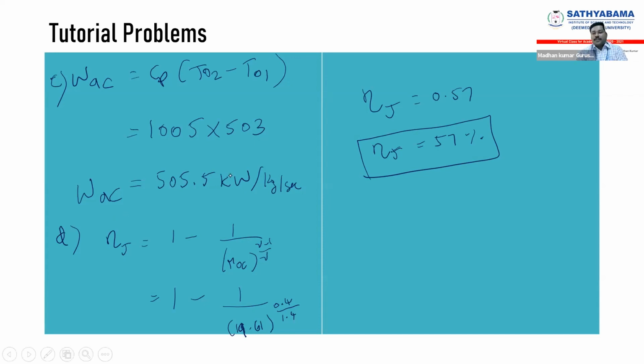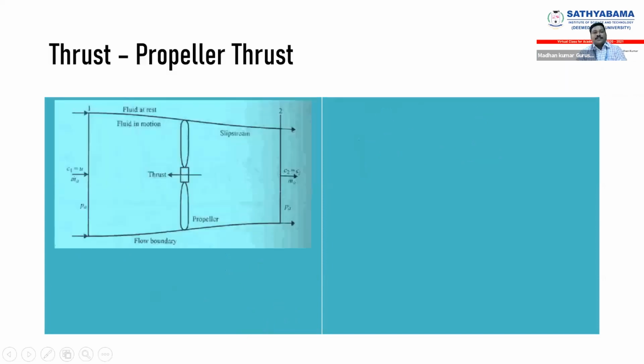Next, we are moving on to thrust and propeller thrust, right? We are going to deal with propeller thrust now. So what is meant by propeller thrust? What is thrust? Thrust is the forward force, the propulsive force which helps the aircraft to move forward. That is called thrust.